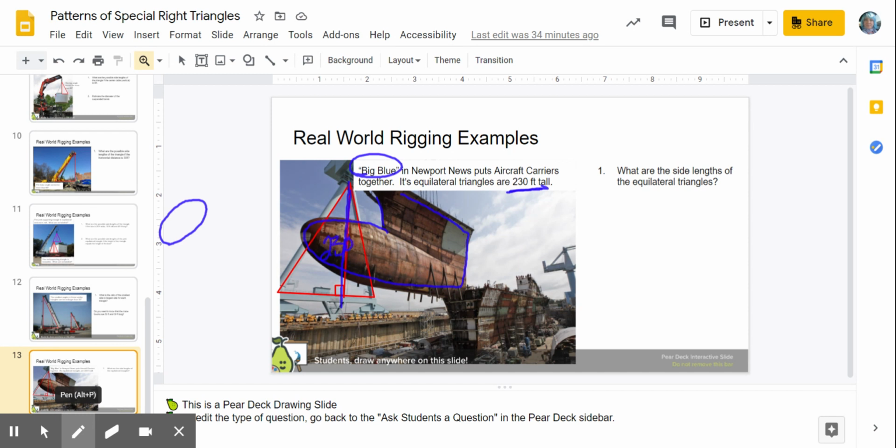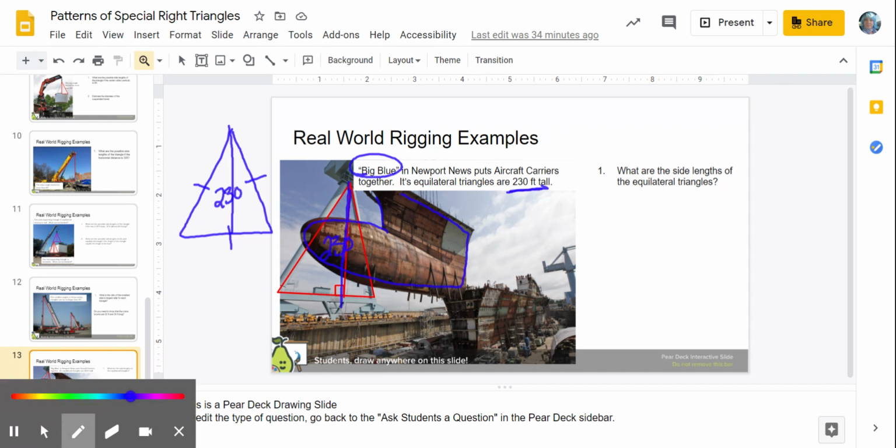So I'm going to draw it over here so we can see it a little bit better. And it's going to be almost exactly what we did in the last problem. So I've got an equilateral triangle. I've sliced it in half into two isosceles triangles, and I've told you the height is 230. So what do I do now? How do I figure out what the sides of those triangles are?